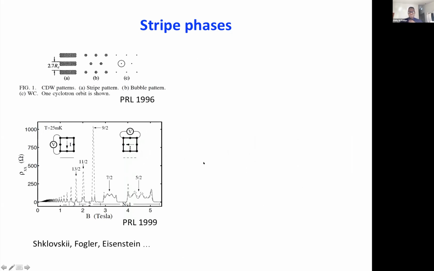Well, stripe phases are important. They have been observed in quantum Hall systems. For instance, for the N bigger than 1 quantum Hall states, you can clearly see the anisotropic resistance.